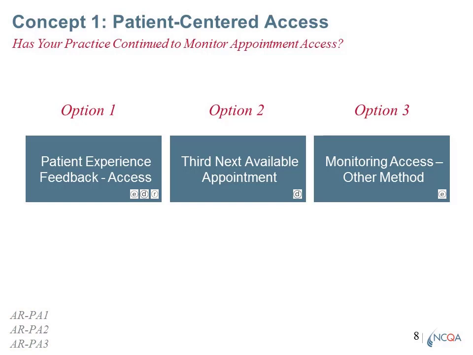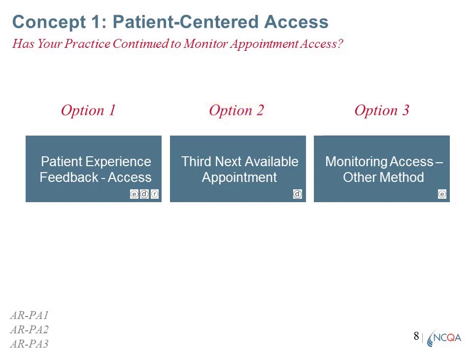If practices ask about appointment access by obtaining patient experience feedback, they may choose option 1. The practice can submit a copy of their patient experience survey tool, a summarized report, and data showing how many patients were surveyed. If the practice tracks third next available appointments, they may choose option 2. Here, we want to see the third next available appointment number for urgent care and routine care.